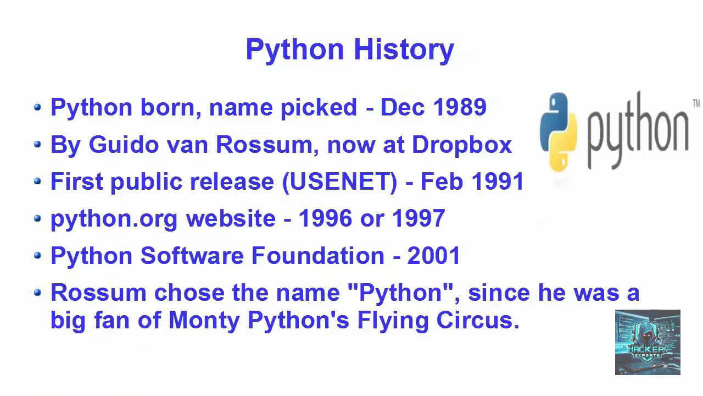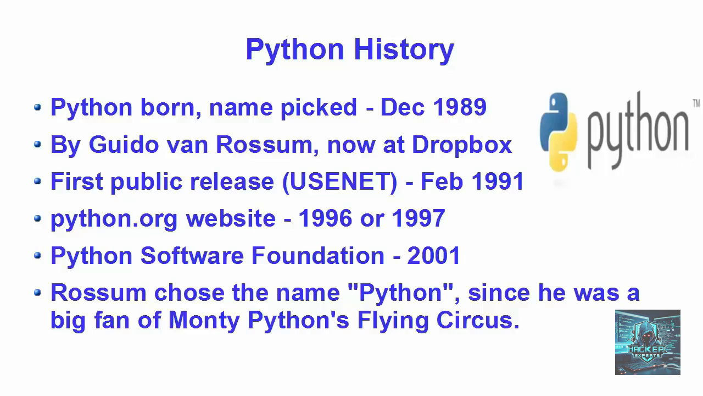Now let's talk about some history about Python. So Python was conceived in the late 1980s and its implementation began in December 1989 by a developer called Guido van Rossum in the Netherlands as a successor of a programming language called ABC.